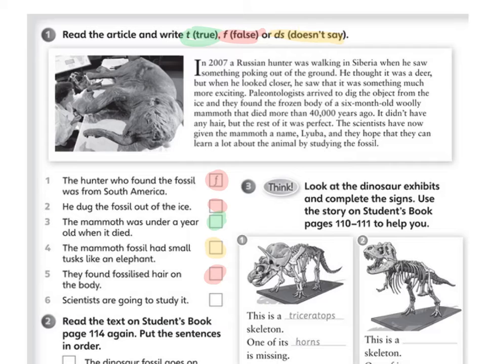Now, the last part. Scientists are going to study it. The scientists have now given the mammoth the name, Liuba, and they hope they can learn a lot about the animal by studying the fossil. Yep, they're definitely going to study it.